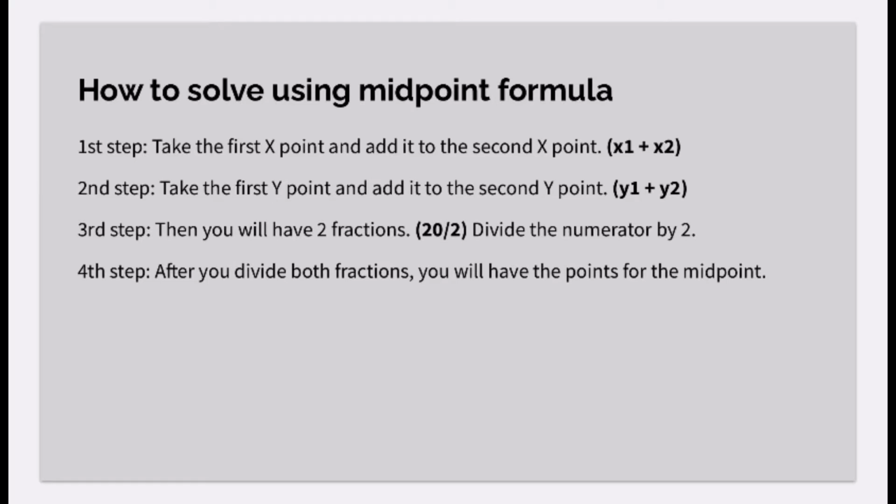First, take the first x point and add it to the second x point. Then take the first y point and add it to the second y point. You will now have two fractions. Divide the numerator by 2. The fourth step is you divide both fractions and you will have the midpoint.